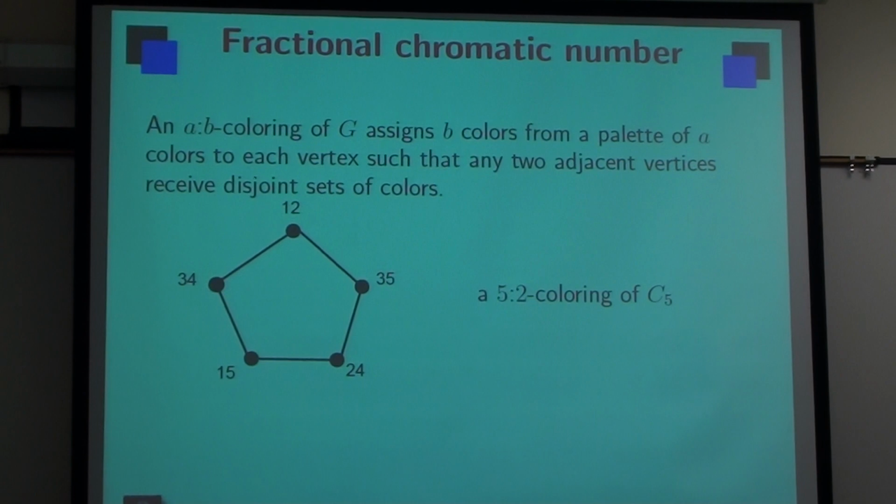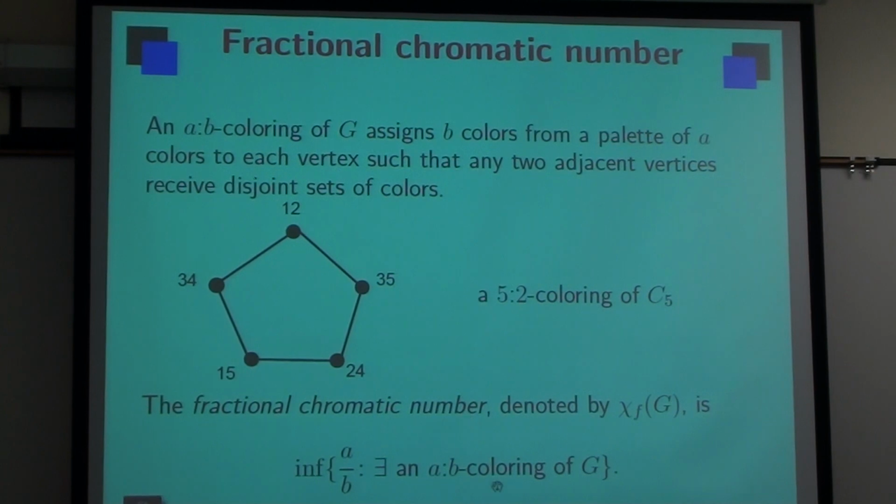Now the fractional chromatic number. This time we still use some colors, but each vertex can receive a set of colors instead of just one color. For example, here are 5 colors, 1, 2, 3, 4, 5, and I can color the vertices with 1,5; 3,4; 1,2; 3,5; and 2,4. If you look carefully, for each edge, the sets of colors received by its two vertices are disjoint. That's the so-called 2-coloring, using 5 colors, a 5-to-2 coloring.